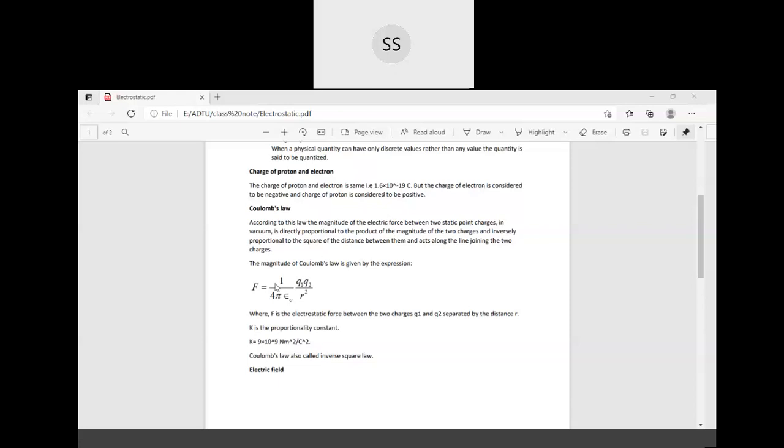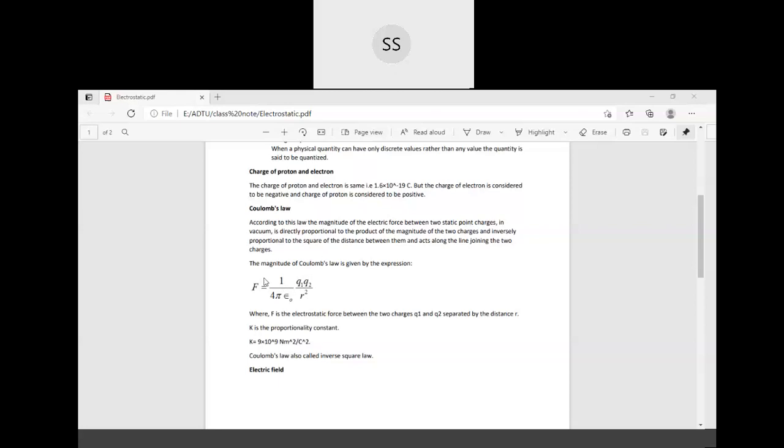Now to remove the proportionality sign, we have to put some constant. So we take the constant as k. Here no need to put down 1 by 4 pi epsilon naught, you can put k. K equals 1 by 4 pi epsilon naught, and this is the same thing. So F equals K Q1 Q2 by R square. This is the final formula for the force of attraction or repulsion between the two charges.